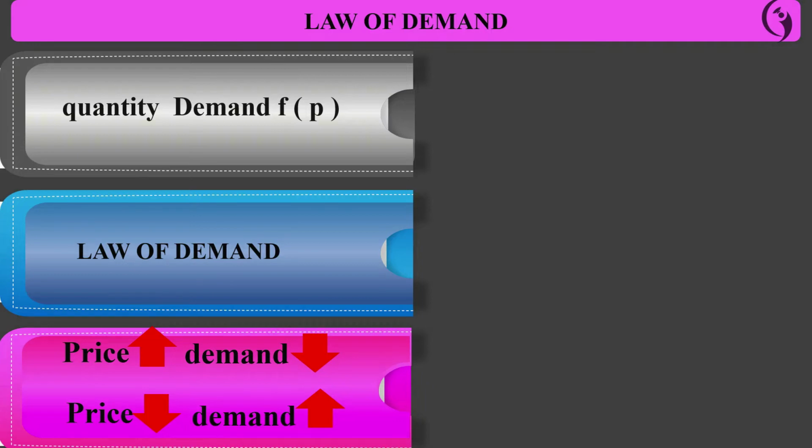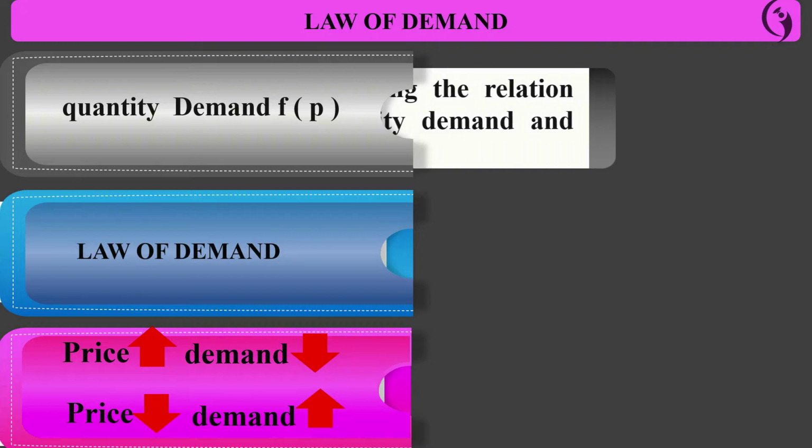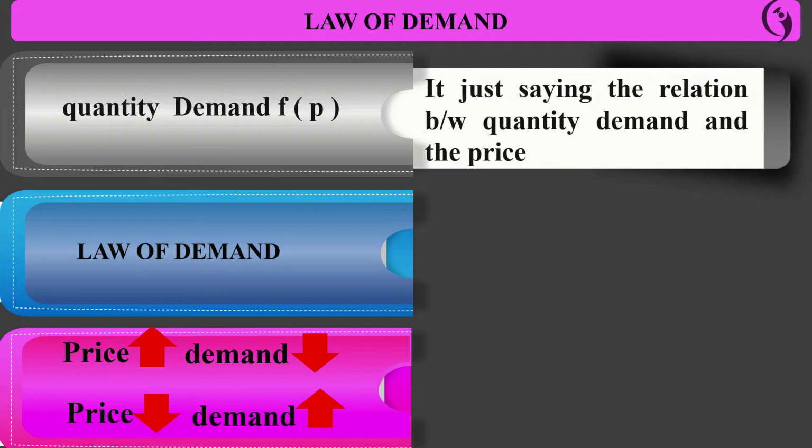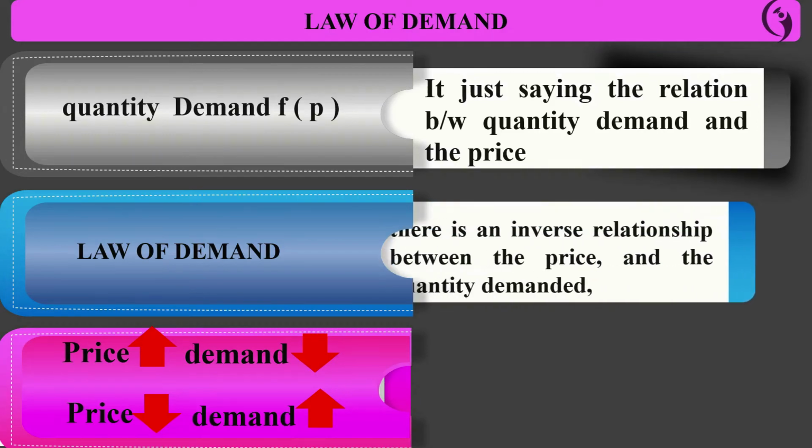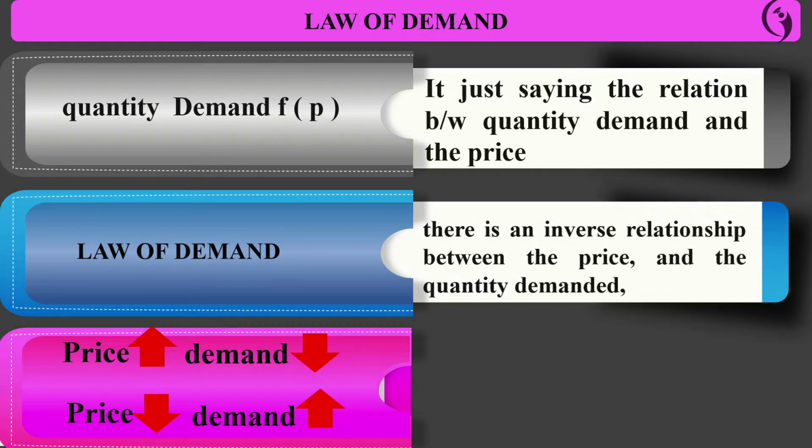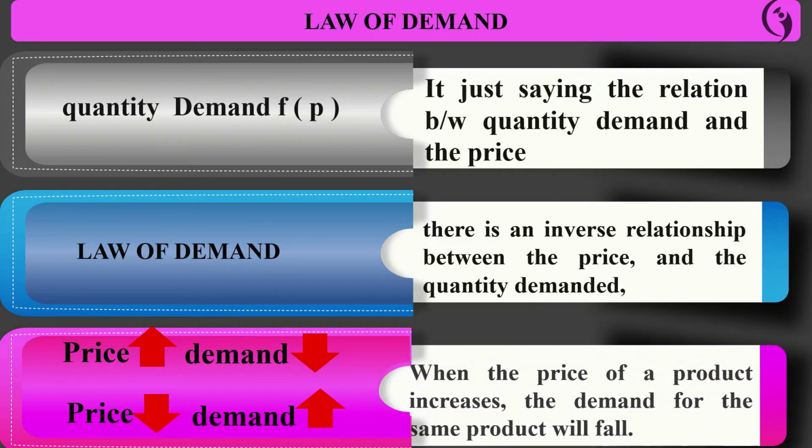Next one is the law of demand. The law of demand explains the relationship between quantity demanded and price. Here we consider quantity demanded as a function of the price. So the law of demand says that there is an inverse relationship between the price and the quantity demanded. When the price of the commodity increases, the quantity demanded of the commodity will fall, and vice versa.